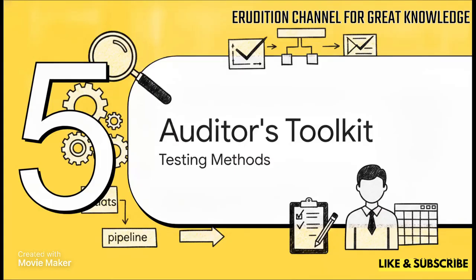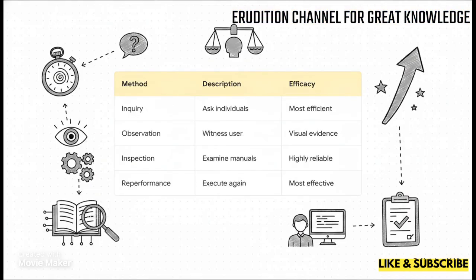Let's wrap things up with Section 5, the Auditor's Testing Toolkit. We've looked extensively at the automated system itself, but how does an auditor actually go about testing and verifying this pipeline? Now, what's really interesting about this slide is the constant battle we see between efficiency and effectiveness in auditing.